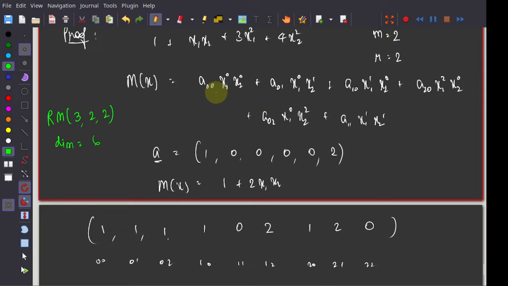So now, if you think about this, can you generalize? In general, for any Reed-Muller code, what would the dimension be equal to?